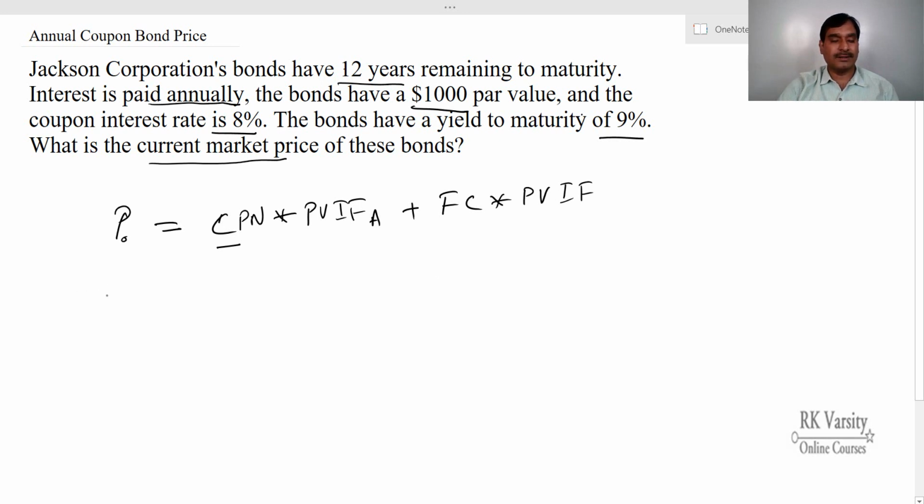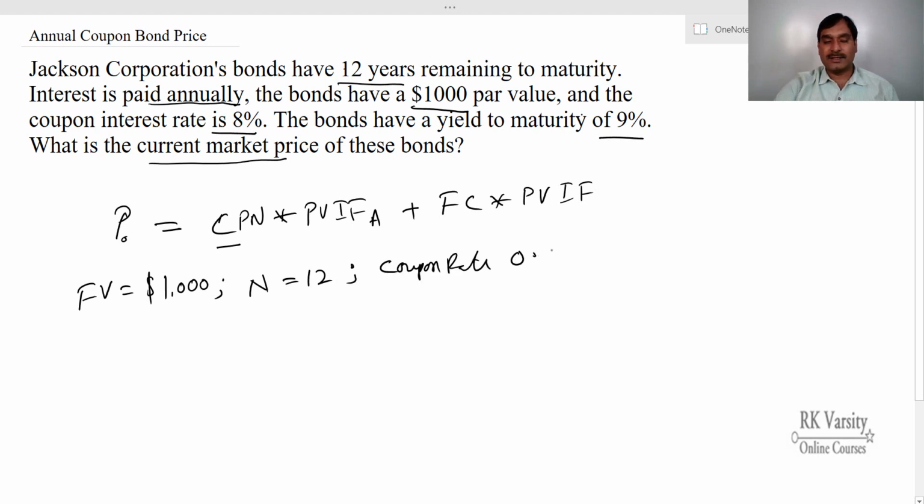Here the face value of the bond is $1,000. Then N, the remaining time to maturity, is 12 years. Then you have a coupon rate of 8%, which is 0.08. Then the yield to maturity is 9%, and the coupon payment periods is 1, that is, coupons are paid annually, once in a year. So first we calculate the coupon amount.